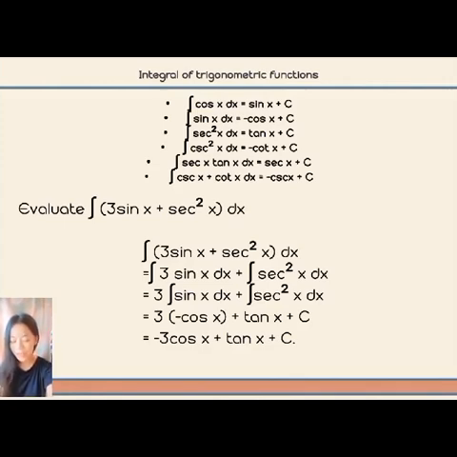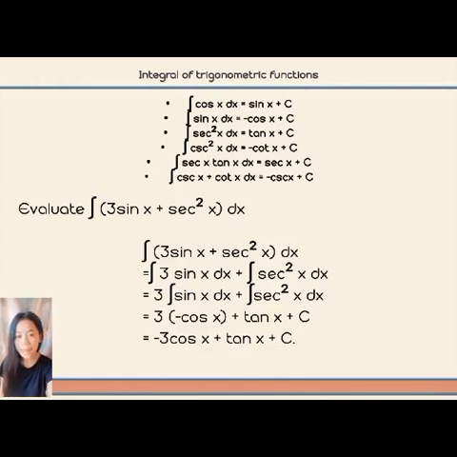So by applying the formulas, sum and rules of integration, the integral of 3 sine x plus secant squared x dx is equal to the integral of 3 sine x dx plus the integral of secant squared x dx. Then by applying the constant multiple rule, this is equal to 3 times the integral of sine x dx plus the integral of secant squared x dx. Now we can apply our formulas for the integral of trigonometric functions.